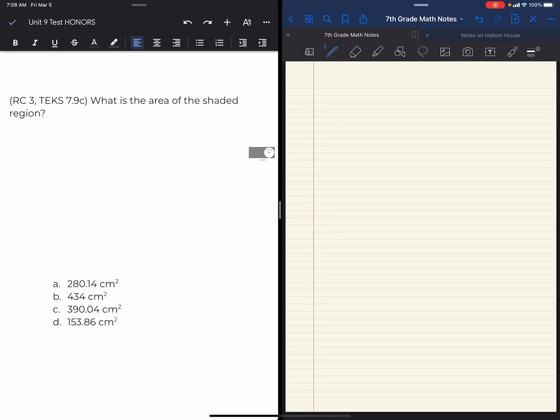Hey guys, I'm going to start by apologizing. The formatting on this question, for some reason, the image won't get any larger, so I'm going to redraw it. We're going to find the area of the shaded region.